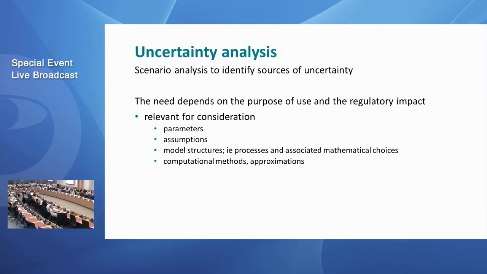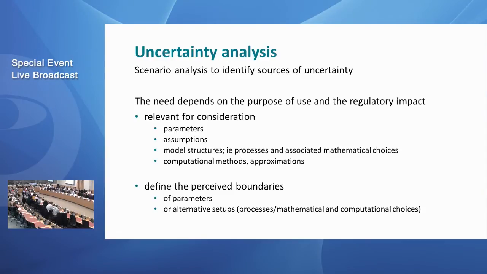And the outcome of the uncertainty analysis is to define the perceived boundaries of these aspects of the parameters, but also of alternative setups, if that is needed, to understand a bit more how uncertainty impacts the outcome that we're interested in. So just a few case examples, not so much to discuss the examples, but ways of presenting them and what we normally see within the applications. We don't see much, if I can say that.